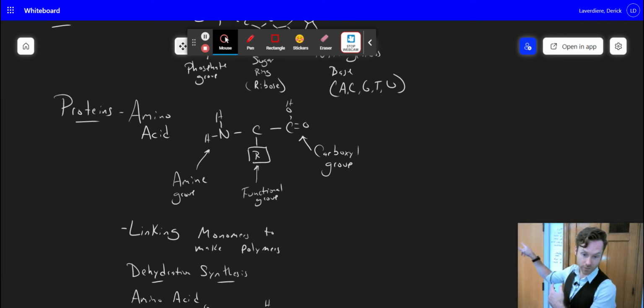You can't see my periodic table, it's over there, but there's no element with an R on it. It's a functional group, it's variable. In living things, we have 20 different amino acids that can contribute to the structure of proteins. So this R group can be 20 different variations, and depending on what variation we have, a different shape and therefore a different function for this amino acid. And then on the butt end of it, we have a carboxyl group.